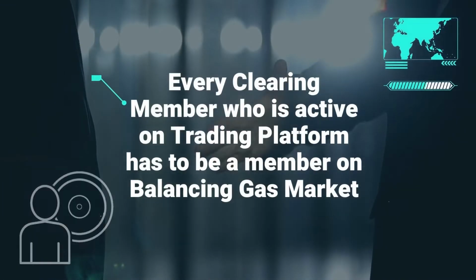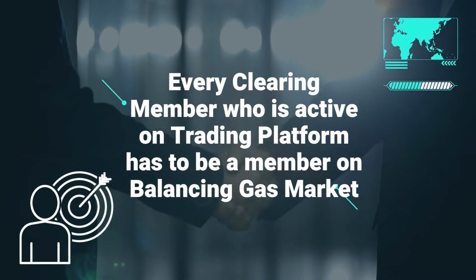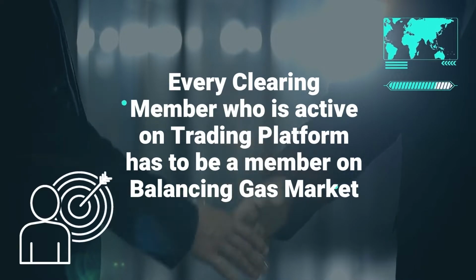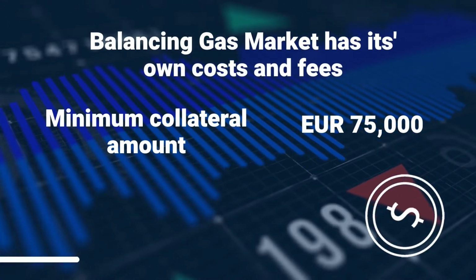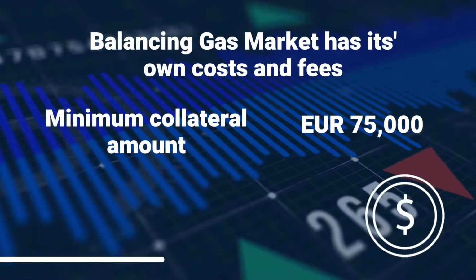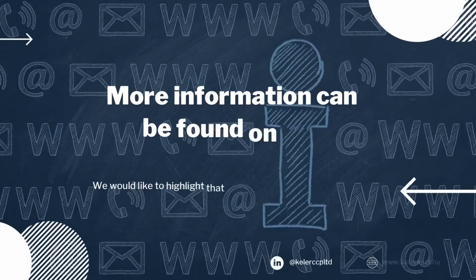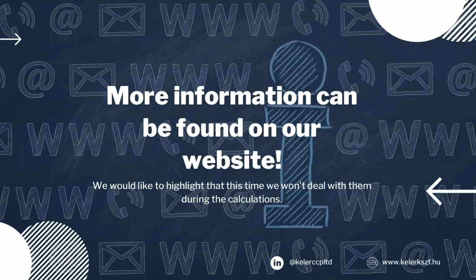I also would like to add two comments here. As you may know, clients must be a member on the balancing platform in order to become a guest network user. This is mandatory by law in Hungary, so clients shall also calculate with the minimum collateral amount due for the balancing membership, that is Euro 75,000. You can find more info on the balancing platform on our website. In this example, we won't calculate with this item.